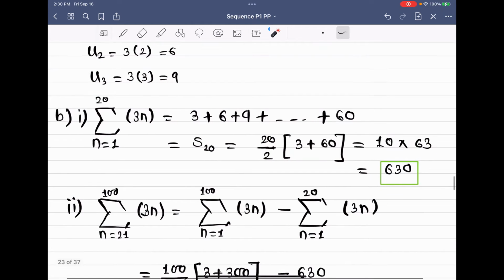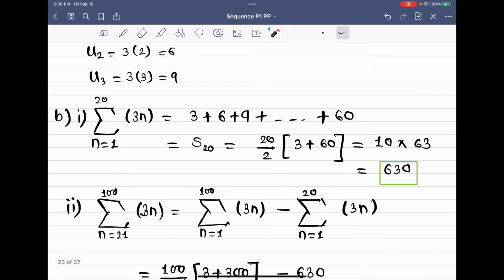I'm using the second formula, n over 2, because n is 20. So 20 over 2, bracket u1 plus un. u1 is 3 and un is 60, not 20. Okay, u20 is 60. u1 is 3. So 3 plus 60 is 63. 20 divided by 2 is 10. 10 multiplied by 63. 63 times 1 is 63 and 0. So 630.